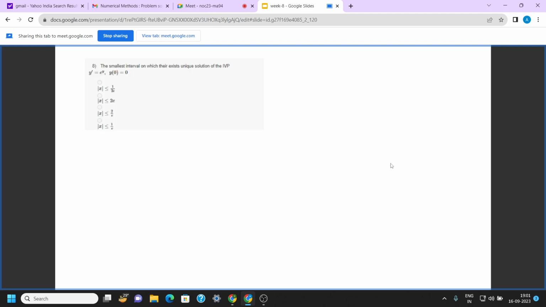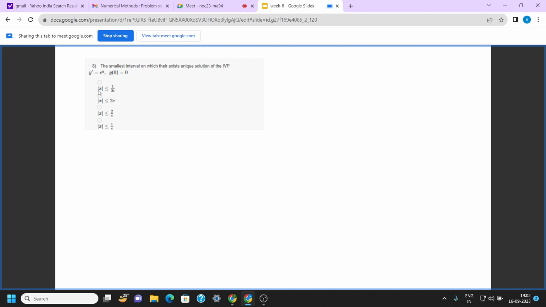So question number 8 is, the smallest interval on which there exists a unique solution of the IVP y dash equals e power y, comma y of 0 is equal to 0. So you have to find the smallest interval on which there exists a unique solution of this given IVP, that is y dash equals e power y, comma y of 0 is equal to 0. Find out the smallest interval.